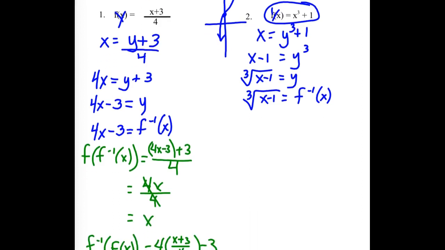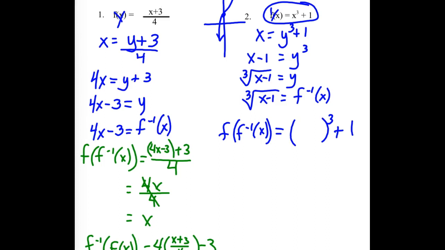So we do our two compositions. We start out with the function composed with its inverse. So I'm going to start with my original function, which was something cubed plus 1. And I'm going to dump my new inverse into it. Okay? What cancels first? The cubes and the cube roots. So we end up with x minus 1 plus the 1, which reduces to an x.